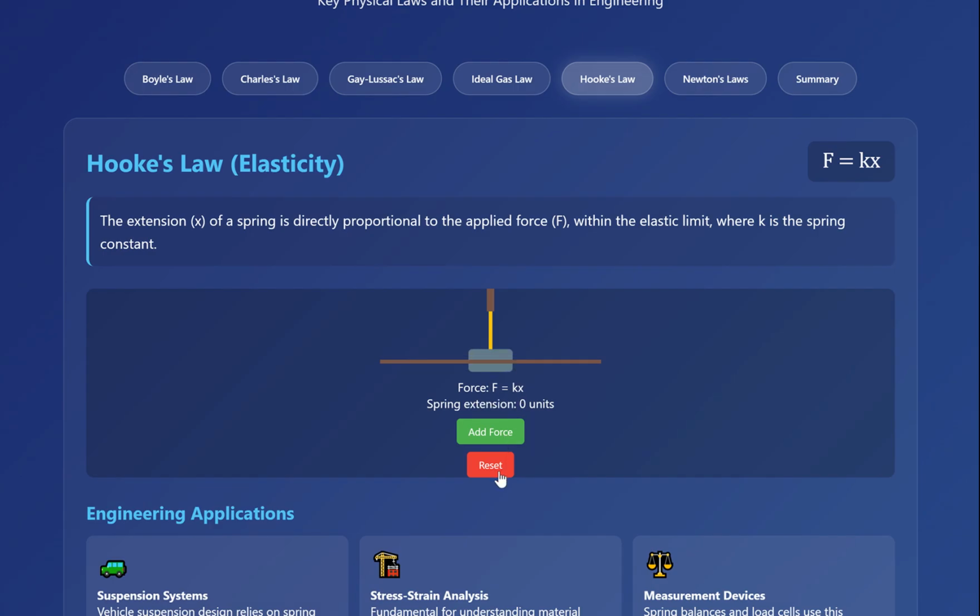Let me reset again and then start. If I add one force, note what it's doing. It is elongating.